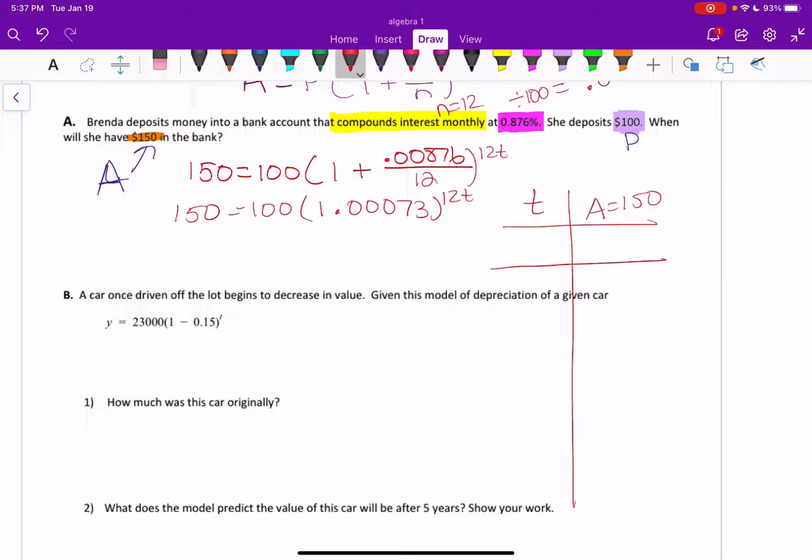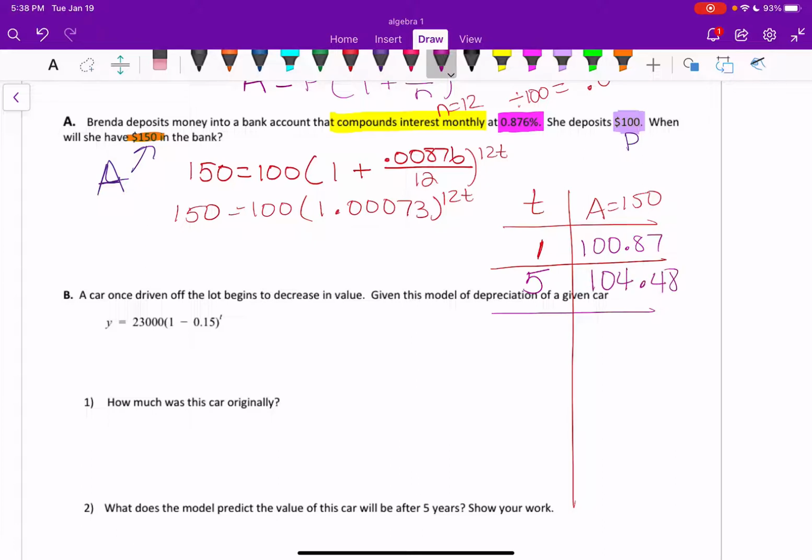So I'm just going to start with 1 to see what that gives me. 100 times 1.00073, 12 times 1 is 12, so I'm going to raise this to the 12th power. That gives me $100.87. That doesn't feel very close, so I'm going to jump to 5 and see what happens. 100 times 1.00073, this time it's 12 times 5, which is 60, so I'm going to raise this to the 60th power. That only gives me 104. We did not go up very much.